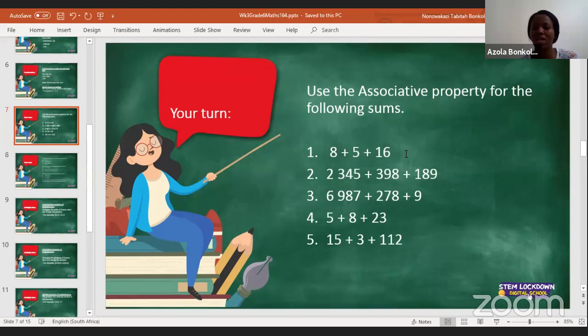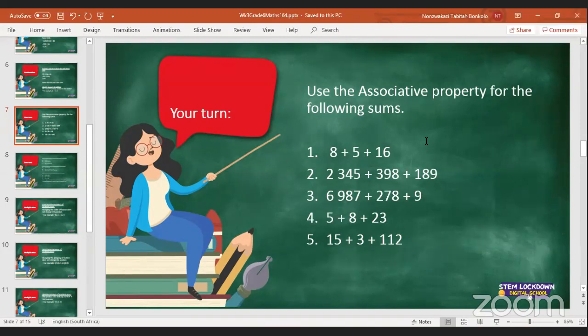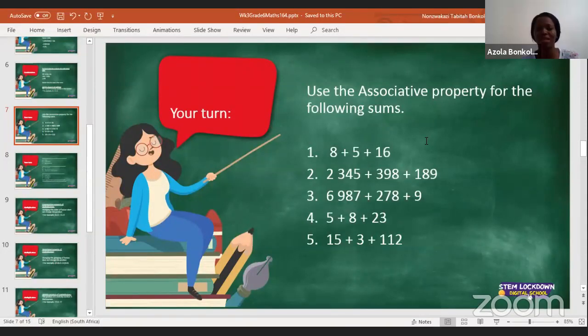Okay, so you're saying on the left-hand side and on the right-hand side, we are going to have 8 plus 5 on both brackets. No. The first time you're gonna have 8 plus 5 close brackets, and then you're gonna say 16. Then you give the answer. Then you're gonna do another sum on the side, whichever side. You're gonna open brackets 8 plus 16, close brackets, and then plus 5. All right, then thank you so much, Zandile.